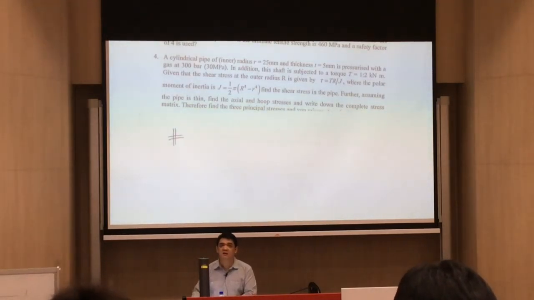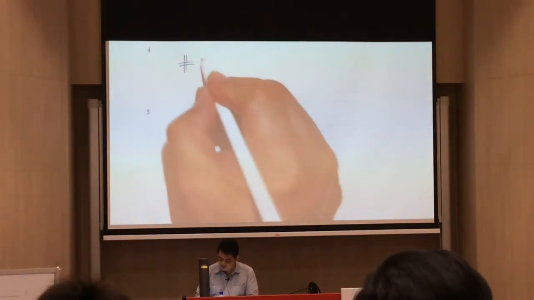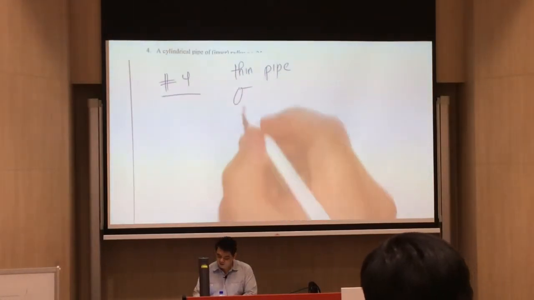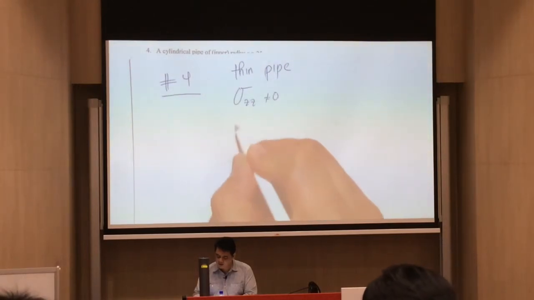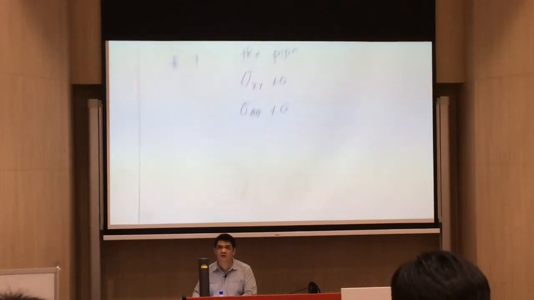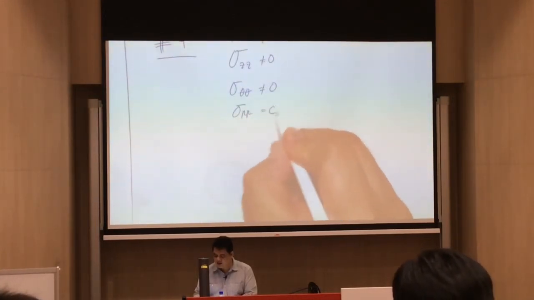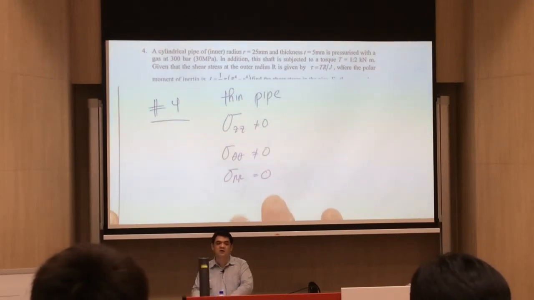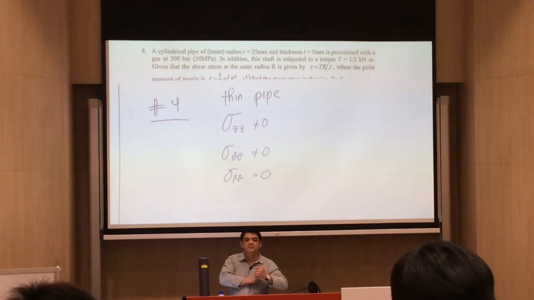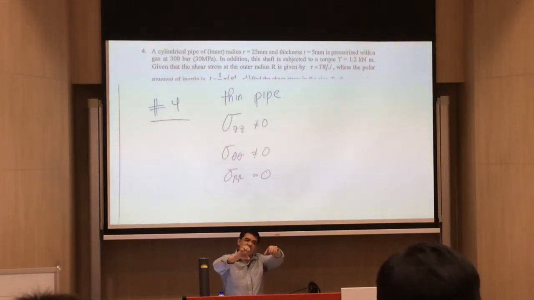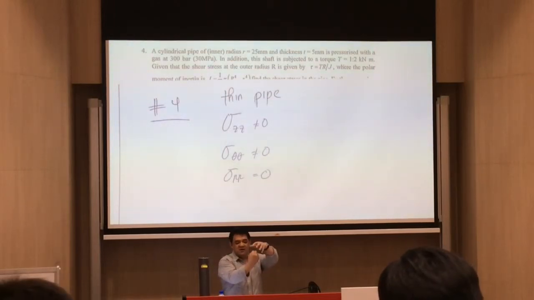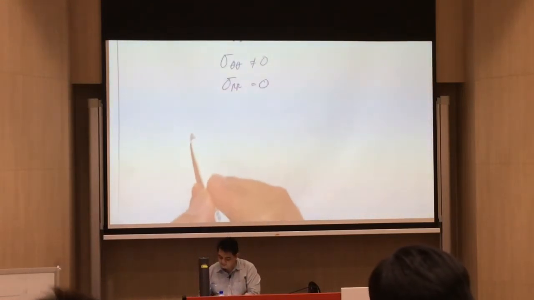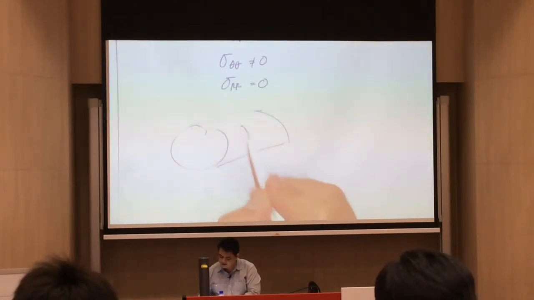Just to give you an insight here, number 4, you have a thin pipe, so your sigma zz is not 0, sigma theta theta is not 0 of course, but your radial stress will be equal to 0. It mentions that it will be subjected to torque plus additional pressure inside the pipe. So you have a twisting action, plus an internal force trying to expand that pipe. Initially, we had the pressure vessel only, without twisting.